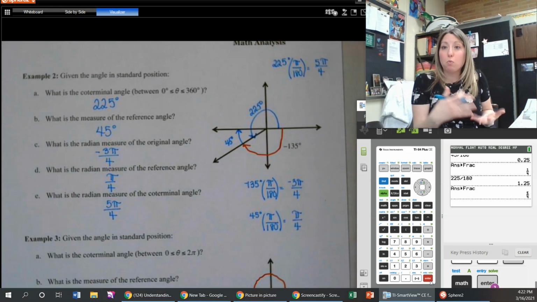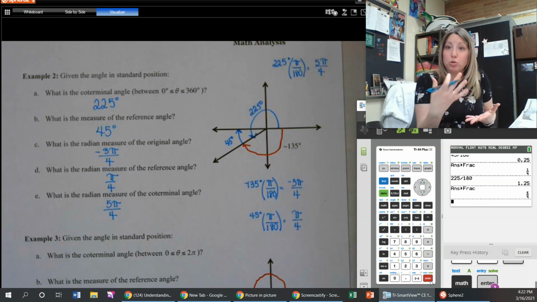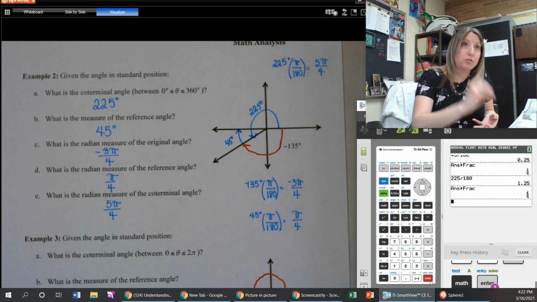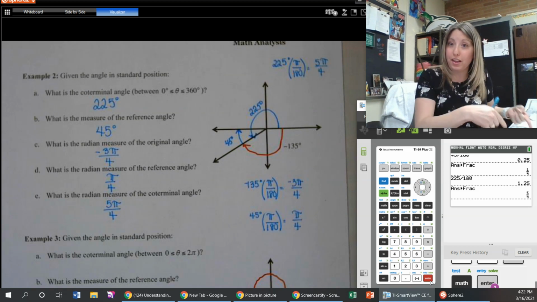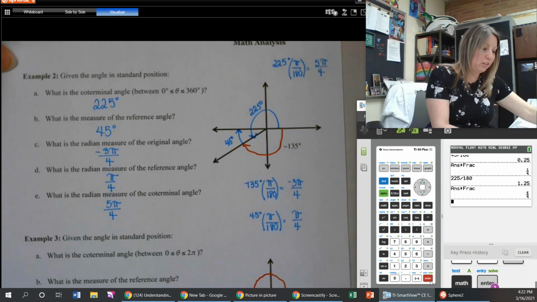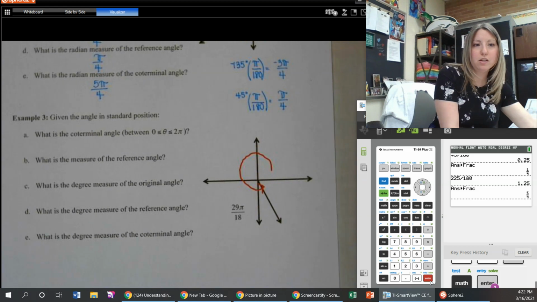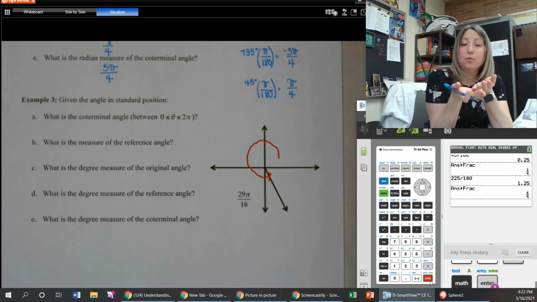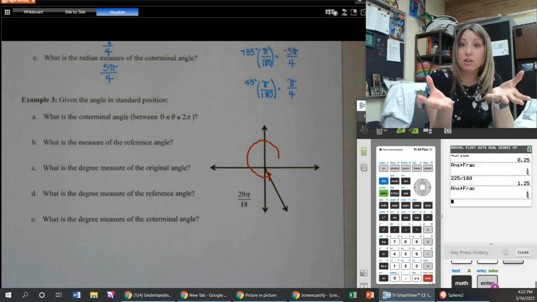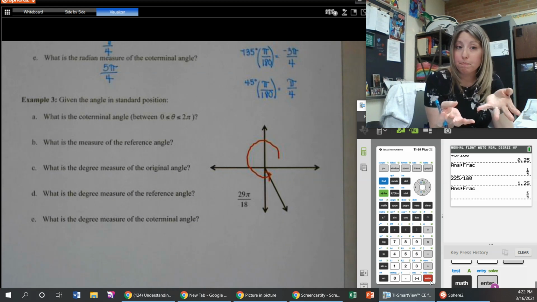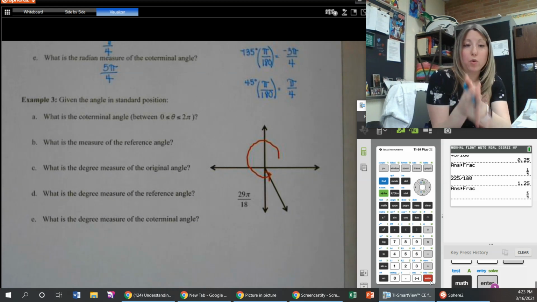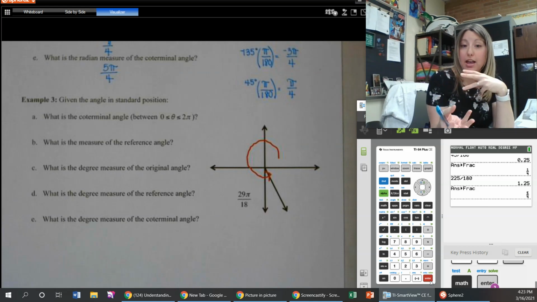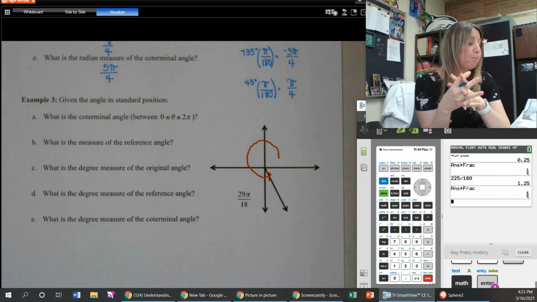So understanding what angle I'm talking about, using the vocabulary correctly, and then being able to convert from degrees into radians, or like in the next one, from radians to degrees. So this time I gave you the angle measure in radian form. So now what I'm going to do is go back and forth and convert, okay?